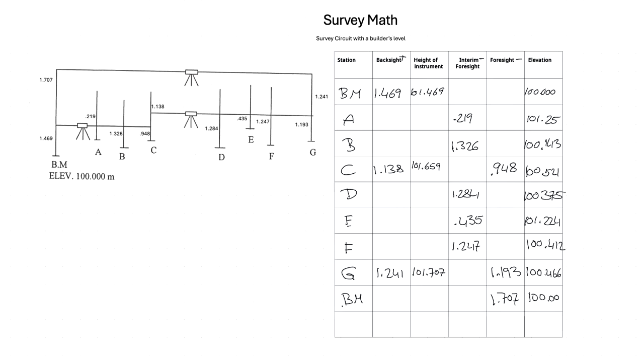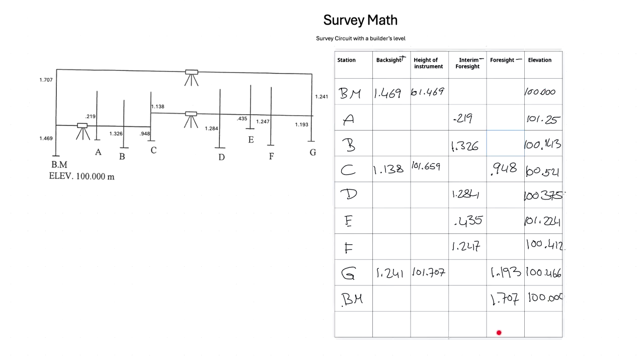So check this out. We started at the benchmark and we ended at the benchmark. And thankfully, whew, the elevation is 100 for both, which means we did our math correctly. Now, sometimes or often you might not start and finish at the same point. So there's a different way that we can double check our math. And that's why we have a backsight column and a foresight column. So I want to add up the backsight column on its own, and I want to add up the foresight column on its own. And when we subtract one from the other, it will give us the difference in elevation from our starting point to our end point.